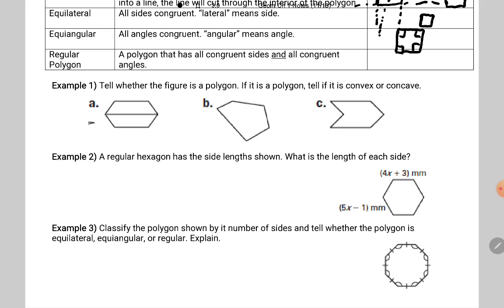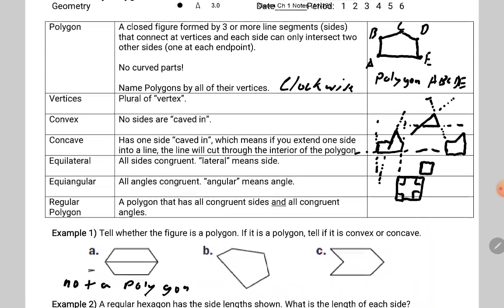So here we go. Oh, right. Example 1. Sorry. Got distracted. Example 1. Tell whether the figure is a polygon. If it's a polygon, tell if it's convex or concave. So it is not a polygon because of this line going straight through the middle. We're not allowed to have more than 2 sides intersecting at one vertex. Okay? So this one is a polygon. As you can see, it's just my rotated object at the beginning, A, B, C, D, E.